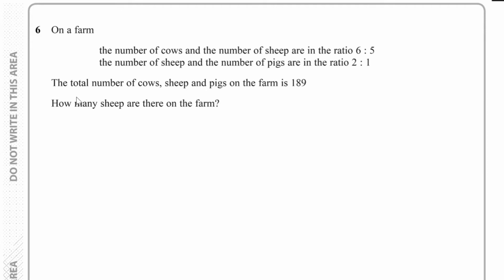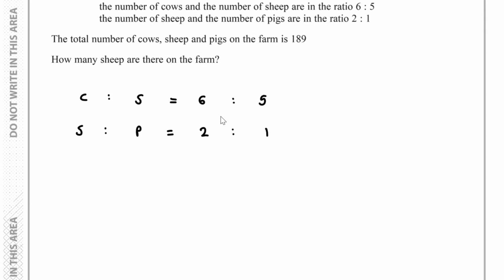Question 6. On a farm, the number of cows and the number of sheep are in the ratio 6 to 5. So cows to sheep is equal to 6 to 5. And the number of sheep to the number of pigs is equal to 2 to 1. The total number of cows, sheep and pigs on the farm is 189. And how many sheep are there on the farm? So what we have to do over here is find out the total number of sheep.